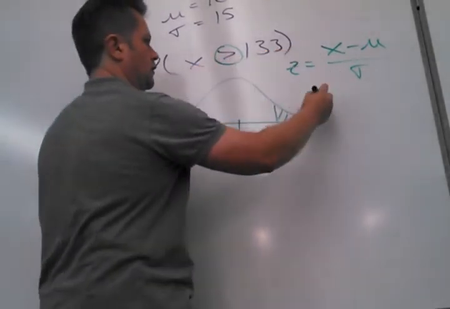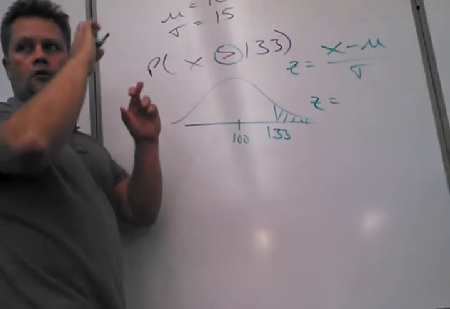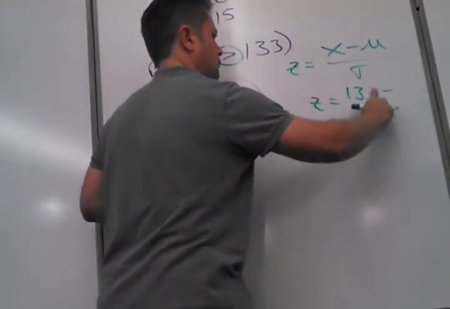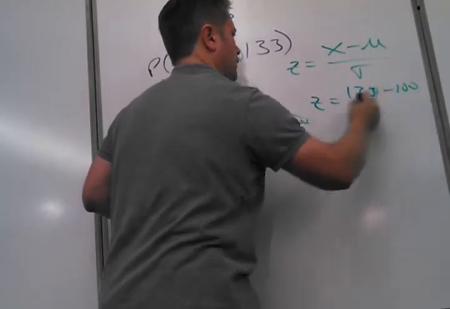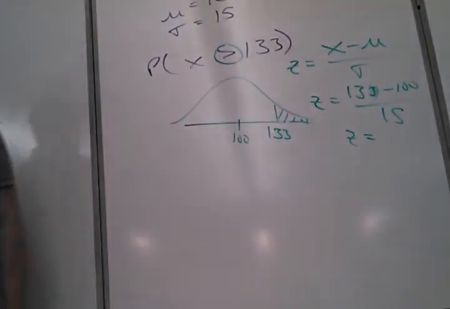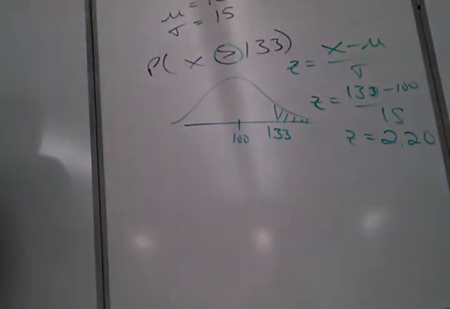So what would the z-score be for this? How do I set this formula up? What's x? 133. Good, the score I'm interested in, 133. Minus the mean, 100, divided by the standard deviation, 15. So what do you get? 2.2. Good. 2.20? Yeah, just 2.2.